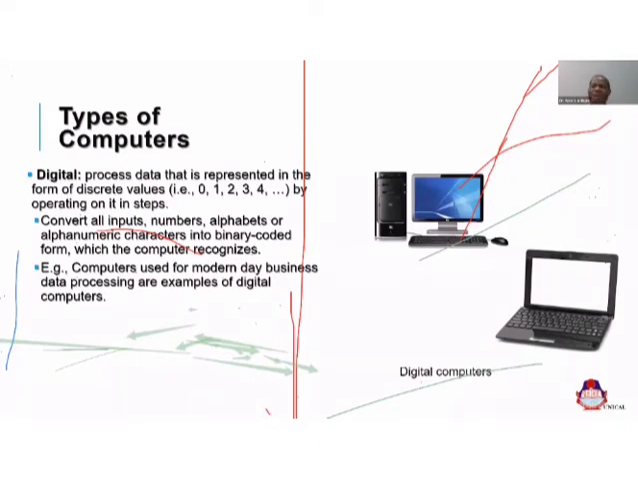Digital computers convert all their inputs, all the numbers, all the alphabets, all the alphanumeric characters, that is alphabets and numbers, into binary coded form. That's the only language the computer understands. Remember that the major language of the computer is called binary coded language, which is zeros and ones, representing presence of voltage or absence of voltage. So the digital computers will convert everything you put in the computer into binary coded form. That's the only one the computer recognizes.